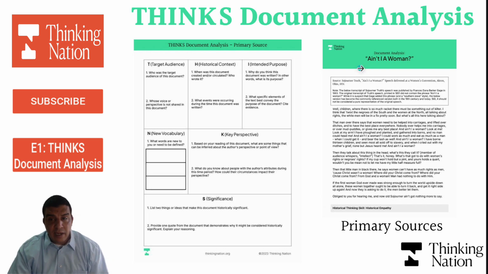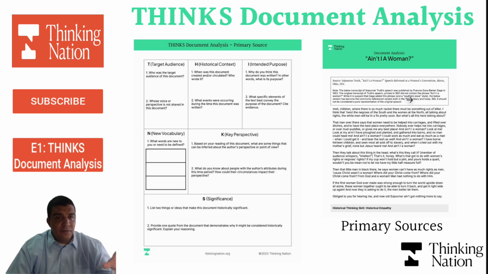Now, here's an example of a primary source. This document, Ain't I a Woman, by Sojourner Truth, was delivered as a speech in 1851. All our documents on our platform are one-pagers, and the students go through this together, by themselves, or with the teacher, and then you say, we're going to use the Thinks document analysis for primary sources to go through this. The students begin to look over the document and fill in the information. They begin to think historically about this primary source document. Now they have a lens by which to analyze the document.